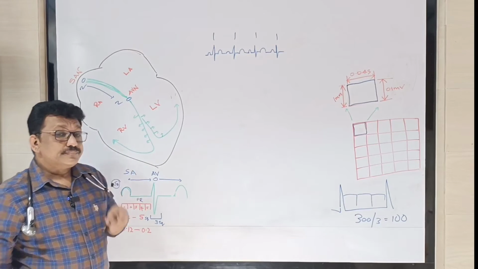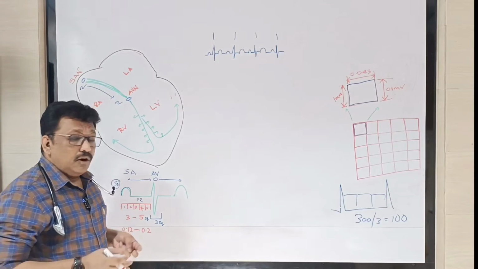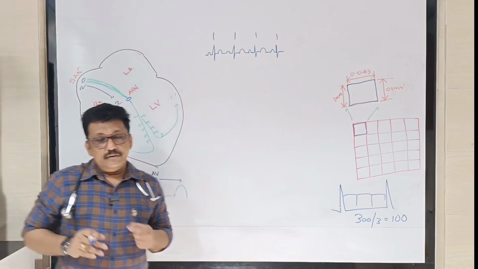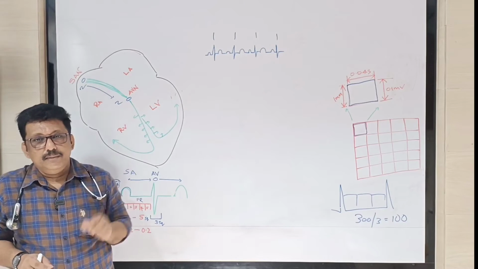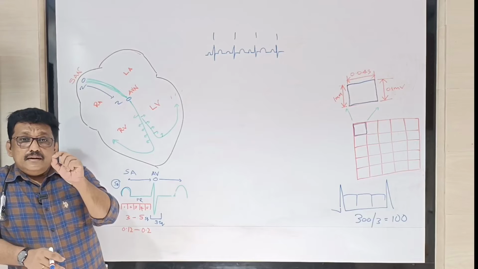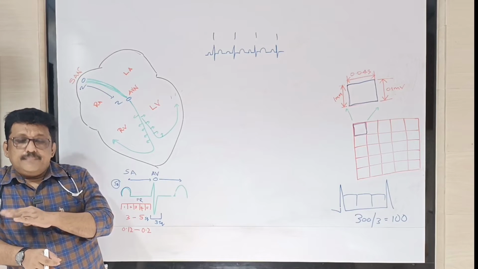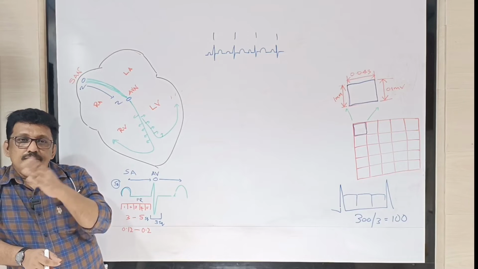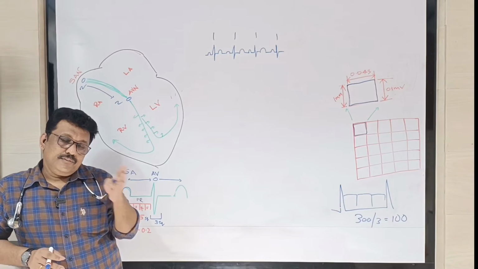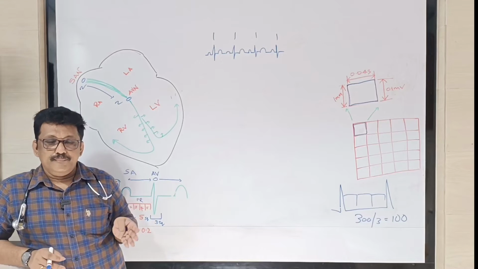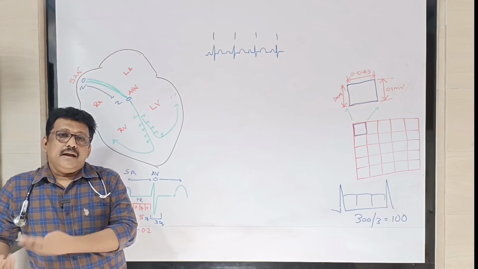Now we will go to different types of rhythm abnormalities. Normal heart rate, you all will know, is somewhere around 70 to 100. That's a normal heart rate. If it is less than 70, it is low. If it is more than 100, it is high. If it is more than 100, we call it tachycardia. If it is less than 50, we call it bradycardia. So bradycardia means low heart rate, tachycardia means rapid heart rate.